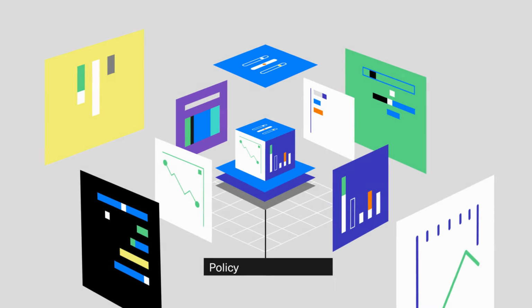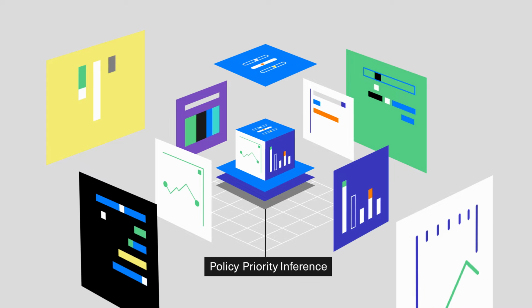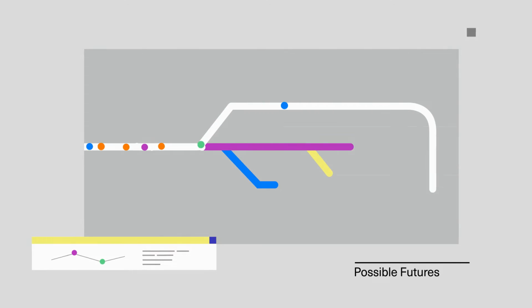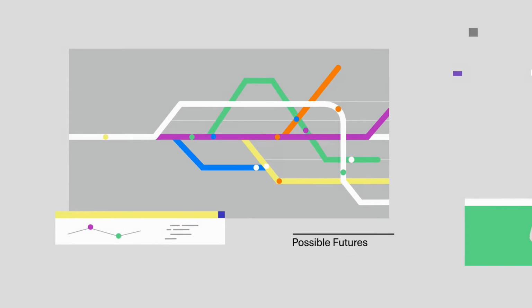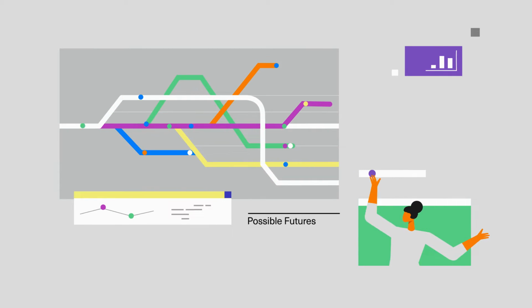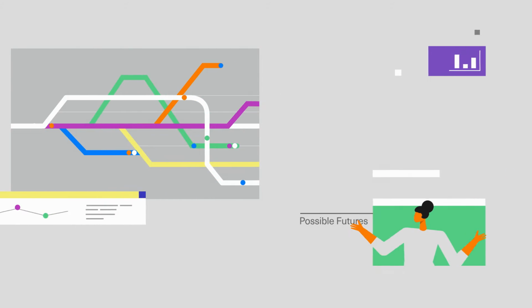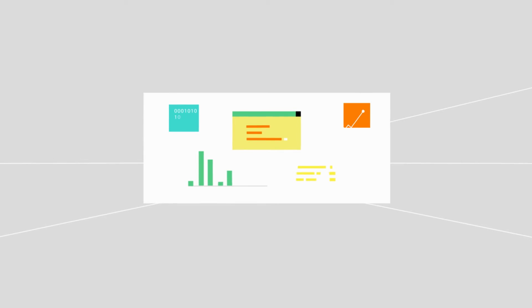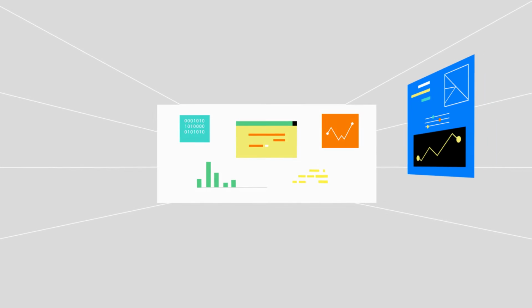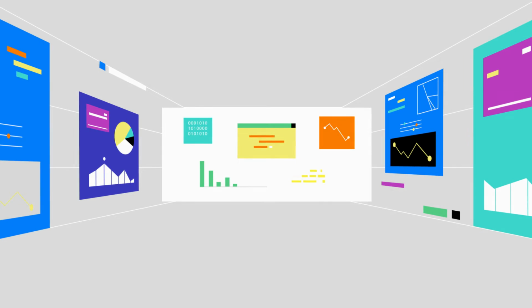This is where the Policy Priority Inference tool can help. It allows users to compare possible futures and alternate histories, to understand where resources are being wasted and how they could be better spent. PPI uses a behaviourally realistic AI model to simulate the policy-making process.